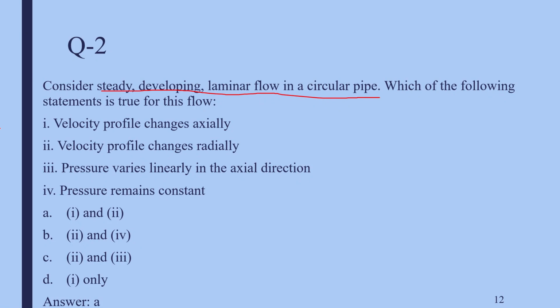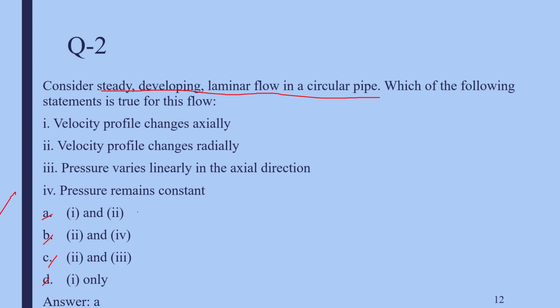So we'll just quickly see what the option combinations are given. In option A it is 1 and 2, option B it is 2 and 4, option C it is 1 and 3, option D it is 1 only. So the answer is given as option A, but before looking into the answer, we should know why it is option A. That is why only statements 1 and 2 are right.